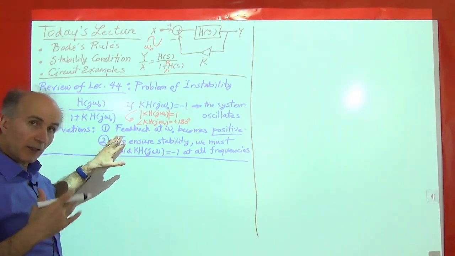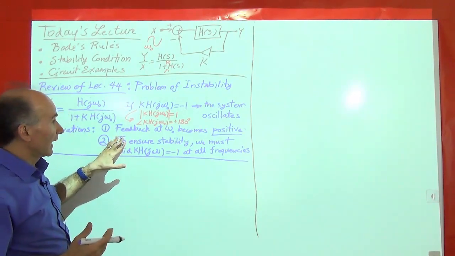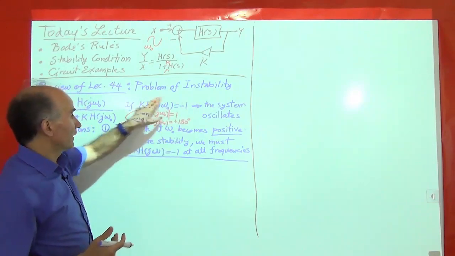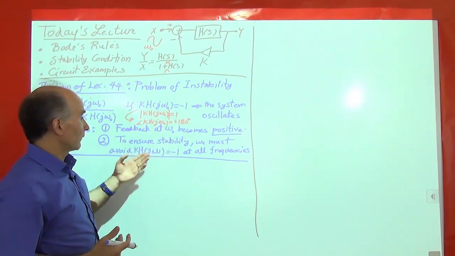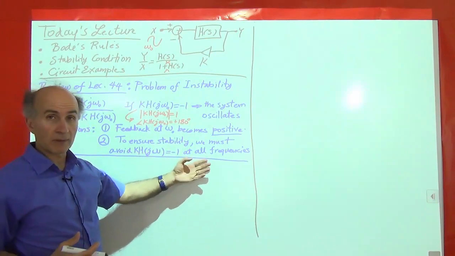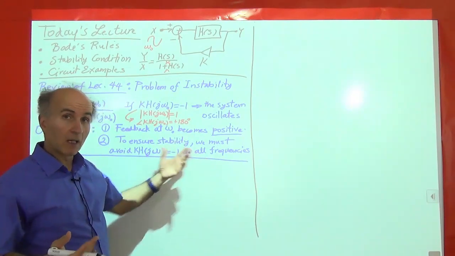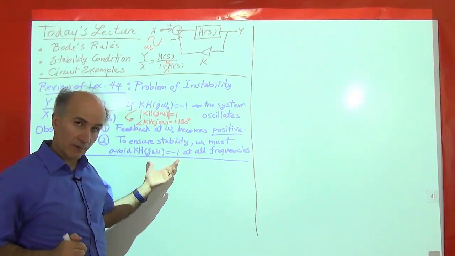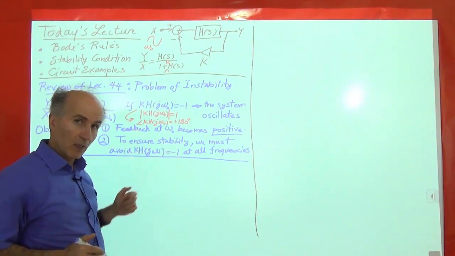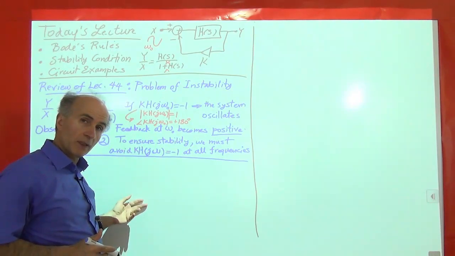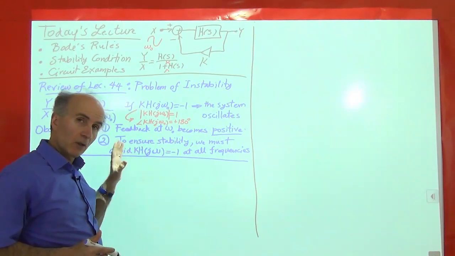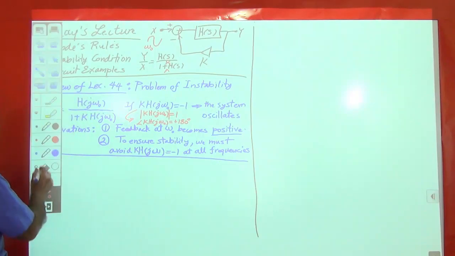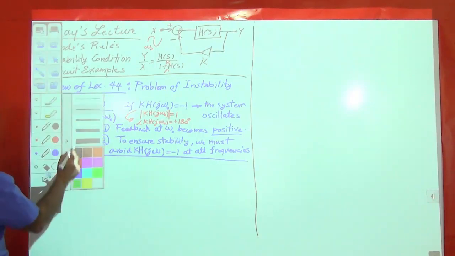And then we naturally concluded that to make sure the system is stable, we have to avoid this condition at all frequencies. If at any frequency this holds, then the system will oscillate at that frequency. All right, so I would like to add a few more interesting and important points before we go on. So let me add some more points here.